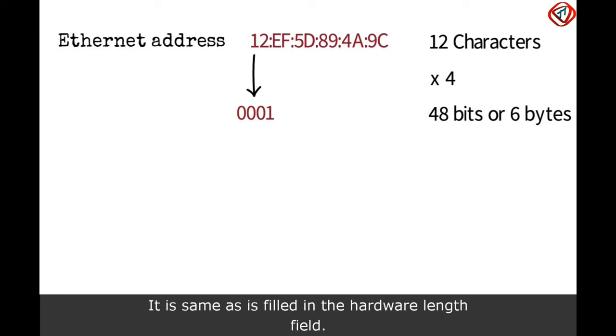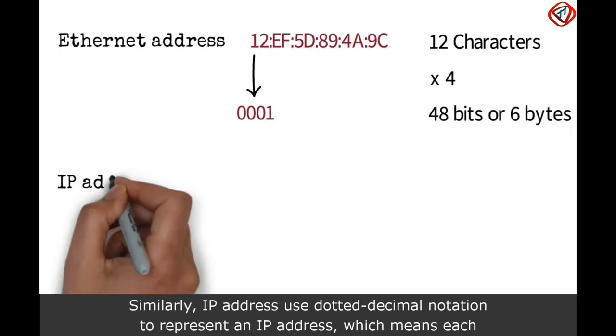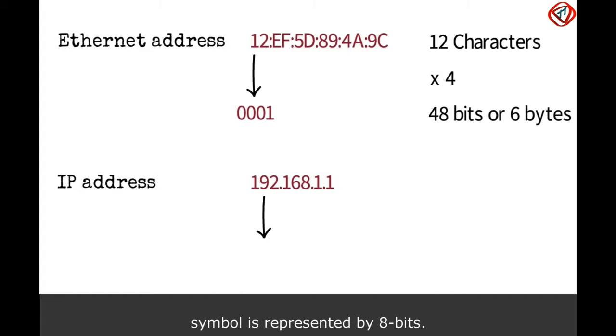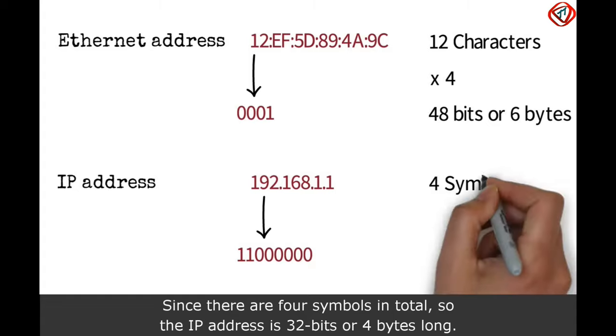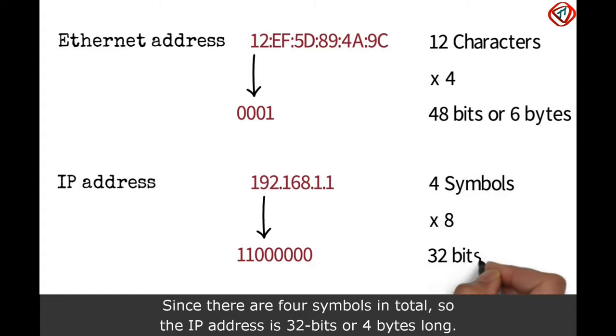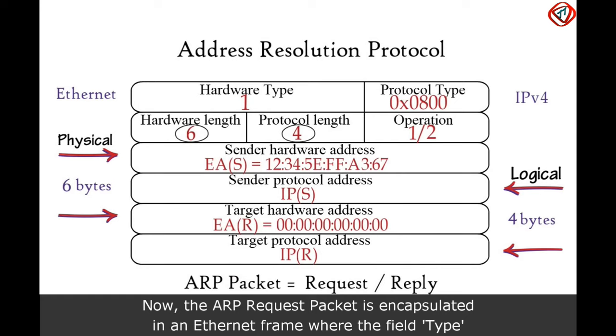It is same as is filled in the hardware length field. Similarly, IP address uses dotted decimal notation to represent an IP address, which means each symbol is represented by 8 bits. Since there are 4 symbols in total, the IP address is 32 bits or 4 bytes long. It is same as is filled in the protocol length field.